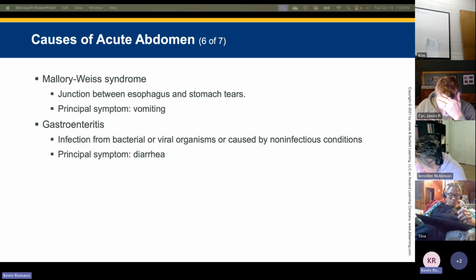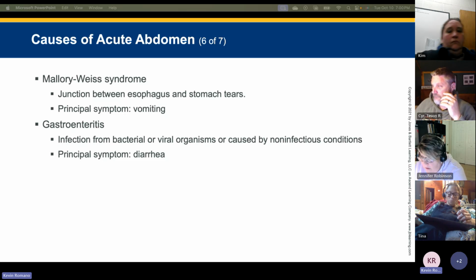Gastroenteritis is an infection combined with diarrhea, nausea, and vomiting. It can also be caused by a non-infectious condition. Signs and symptoms are diarrhea with blood and or pus, abdominal cramping, nausea, vomiting, fever, and anorexia. Dehydration and shock are some of the complications as well.